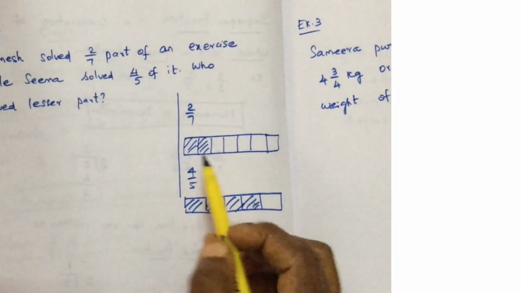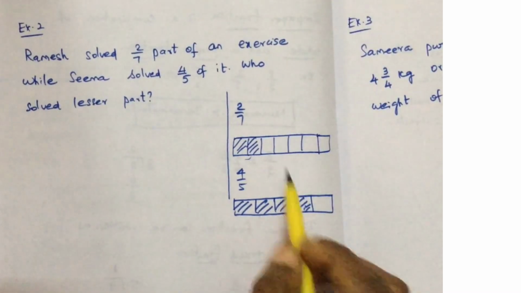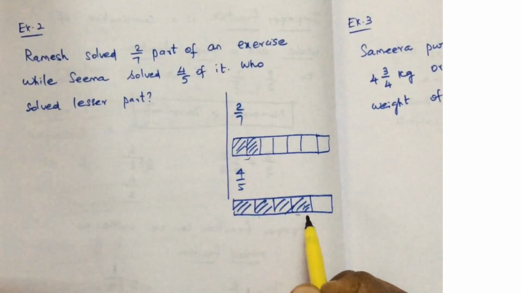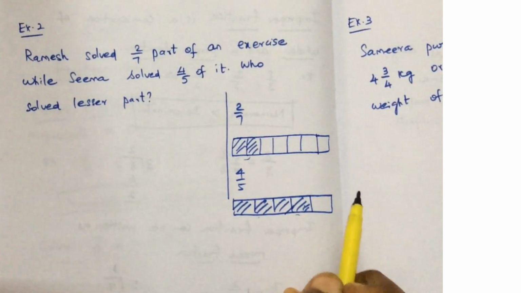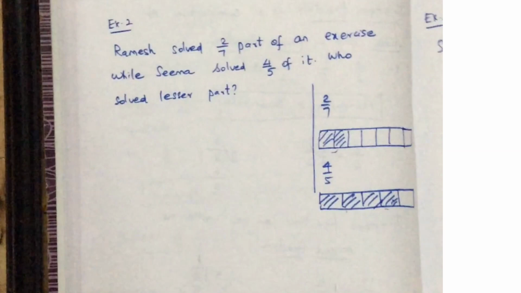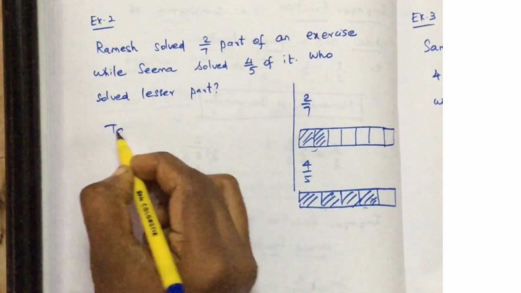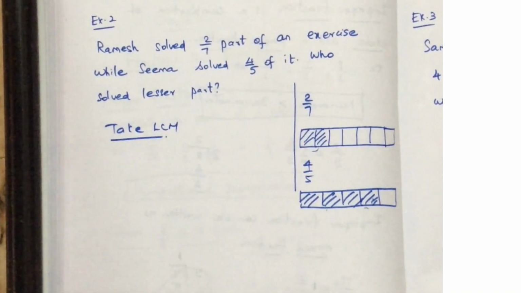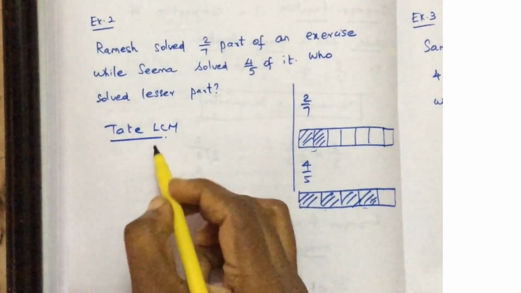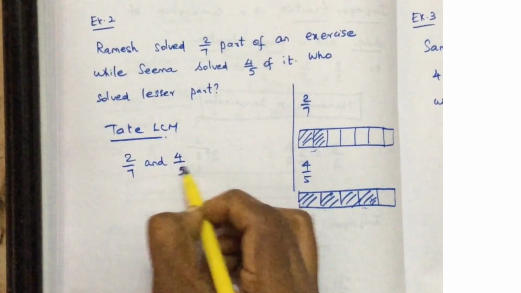Okay, now I can't compare this smaller box with this bigger box. So from these two figures with the shaded part, I cannot say which is bigger and which is smaller. So always while doing comparison, addition, subtraction, the denominator should be the same. Okay, now what can we do to make the denominator the same? The only thing is you have to take the LCM. Okay, what is LCM? Least common multiple. So what are the two numbers? 2 by 7 and 4 by 5.